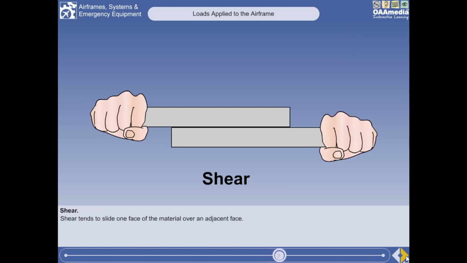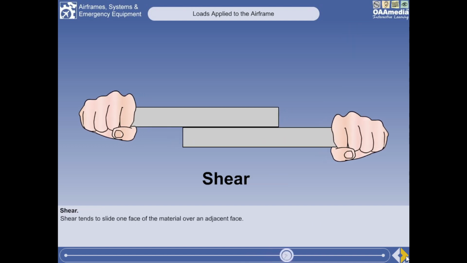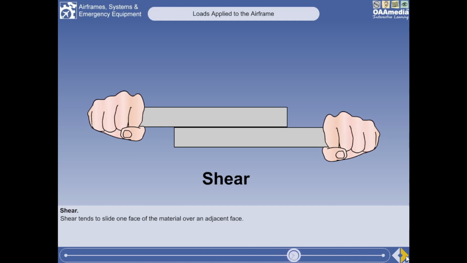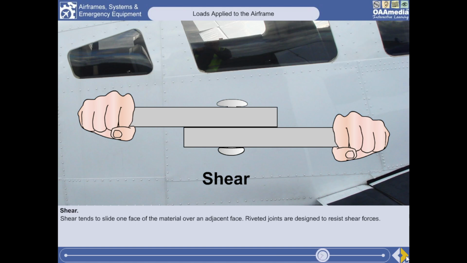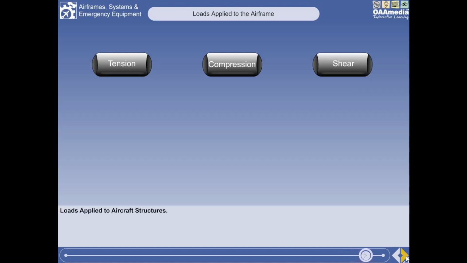Shear is a force which tends to slide one face of the material over an adjacent face. Riveted joints are designed to resist shear forces. Rivets are being used in this picture to fasten the fuselage skin to the frame. In modern aircraft, they are being replaced by adhesive bonding processes. To review tensile, compressive or shear loads, click one of the three buttons.